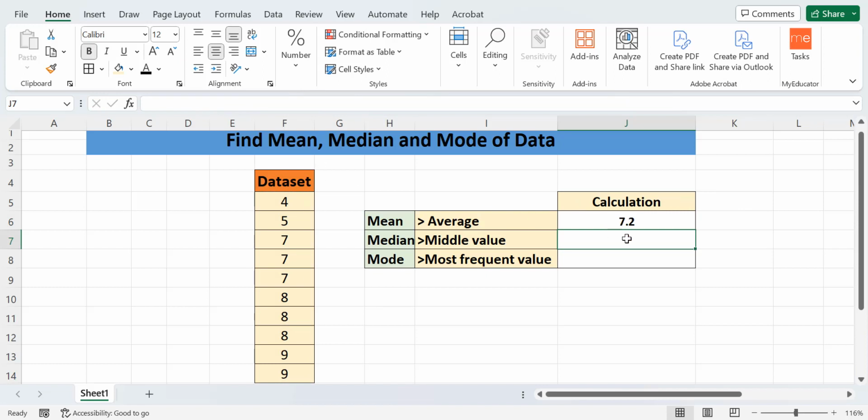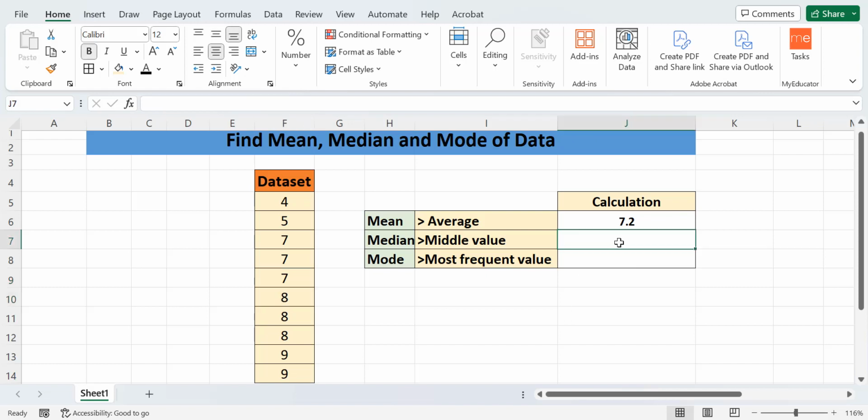Then we have the median. Median is the middle value of the given data set. If we see that here the total number of values are 10. So in case of even, it's impossible for us to find the central value because we have two central values here. So these are the two central values here. In such a case, for even data, we have to take the average of the two middle values. So the average of 7 and 8 is 7.5. So its median will be 7.5.